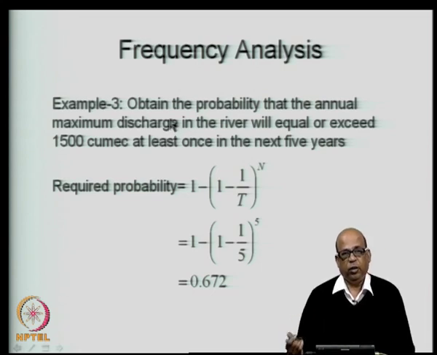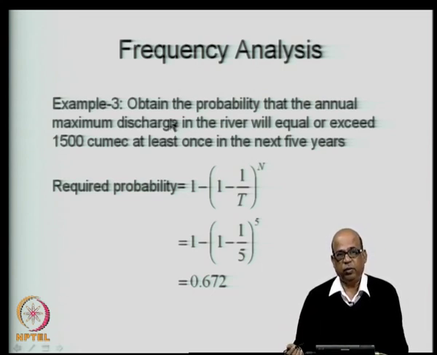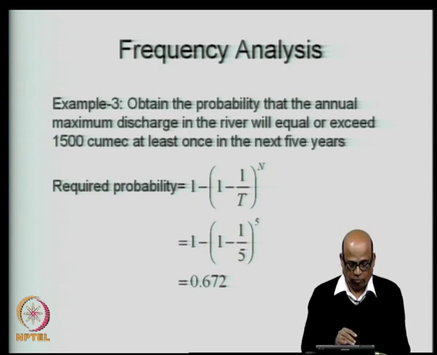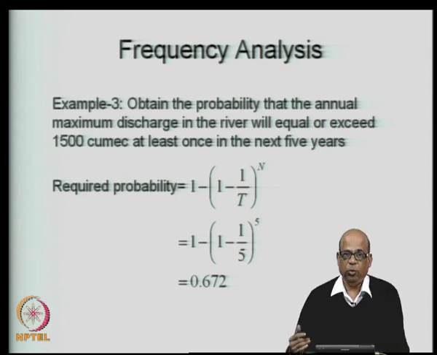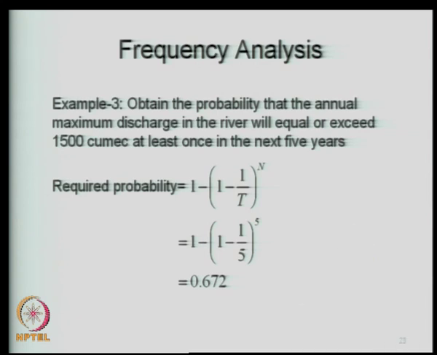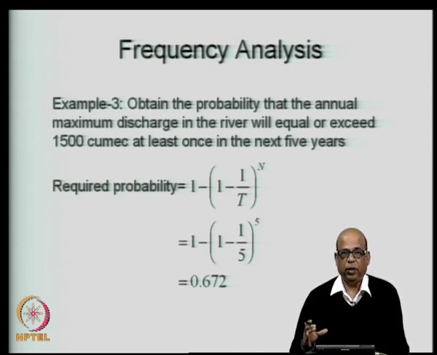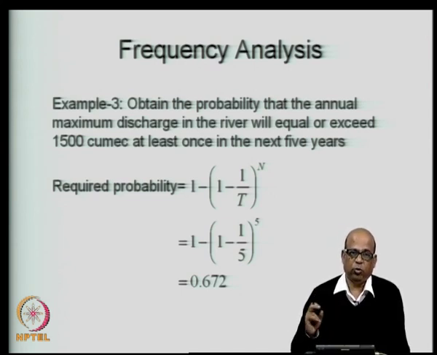Let us say we have a 5 year return period, that is, the return period corresponding to a discharge of 1500 cumecs is 5 years. We will answer the question: what is the probability that this 5 year return period event occurs at least once in the next 5 years? Intuitively you may feel that this probability is 1, because you are saying that this is a return period of 5 years, and therefore, in the next 5 years it should occur at least once.